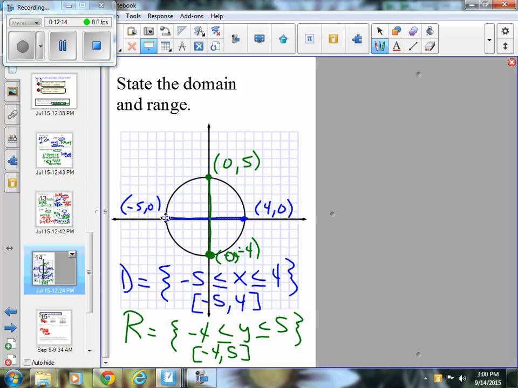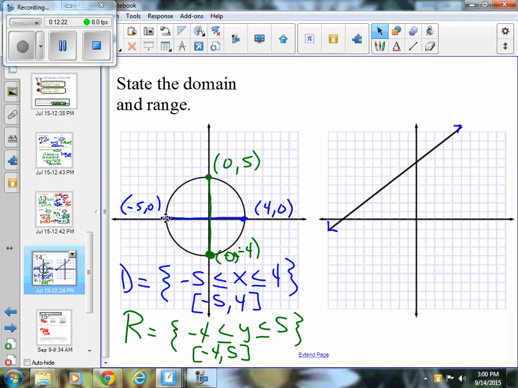So for a circle, your domain and range can't be all reals. You don't have points everywhere in your graph. But for other graphs, we do. Those have to be intervals, though. There's infinitely many points between the -5 and the 4, and the -4 and the 5. You couldn't list them. There's way too many points there. You have to do it as an interval.